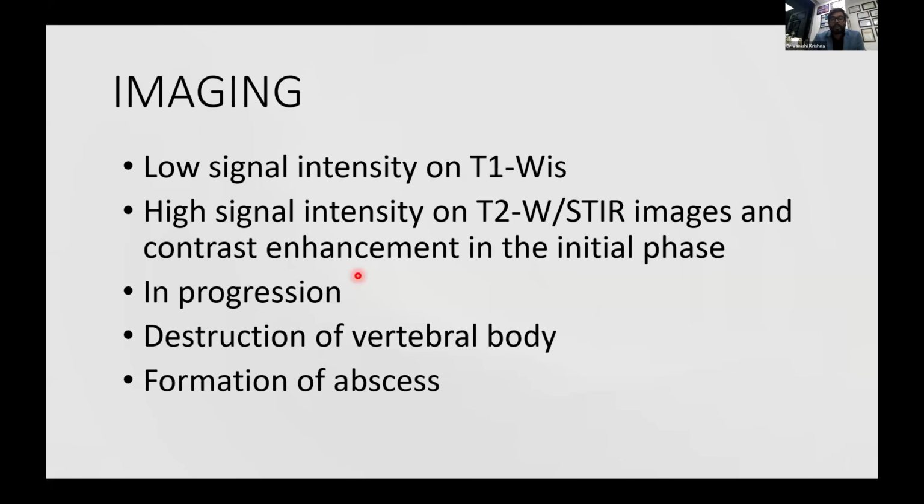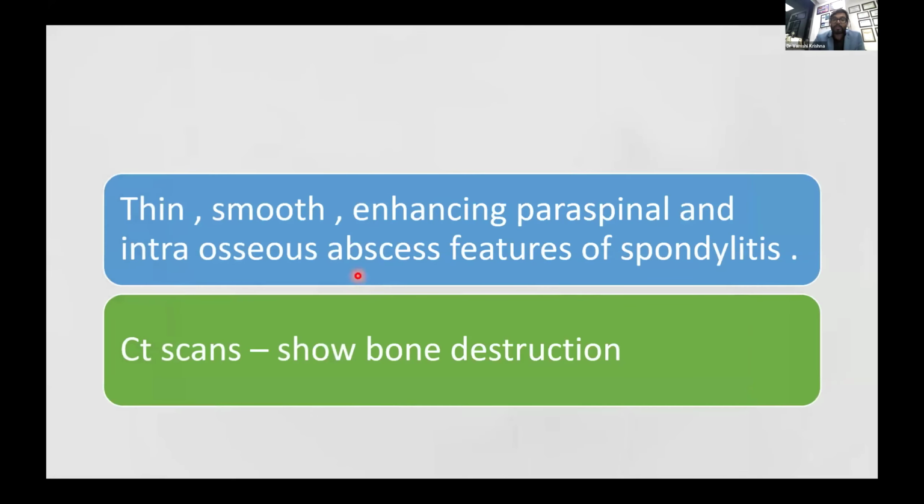So in imaging, what do we see? In T1, there will be hypo. In T2, there will be hyper. In the initial phases, as the destruction progresses, there will be vertebral body destruction and formation of abscess. Thin, smooth, enhancing paraspinal and intraosseous abscesses are features of the spondylitis. And the CT scan, as already discussed, shows bony destruction.